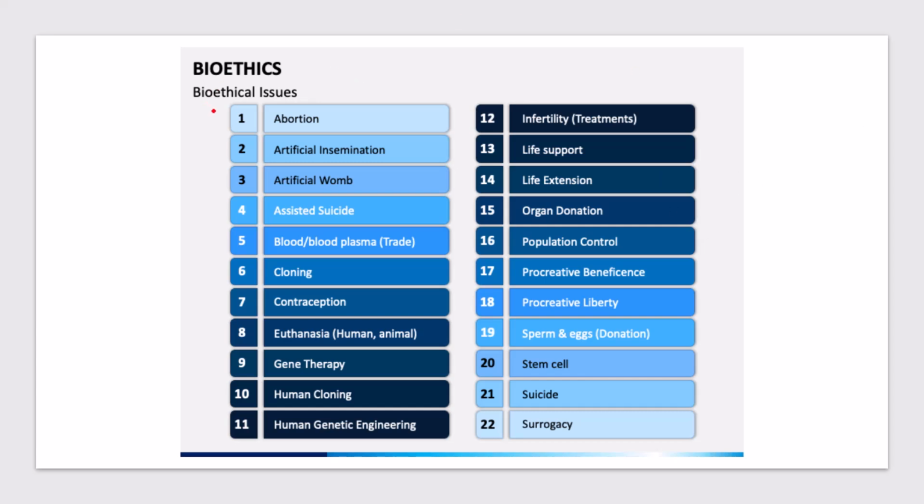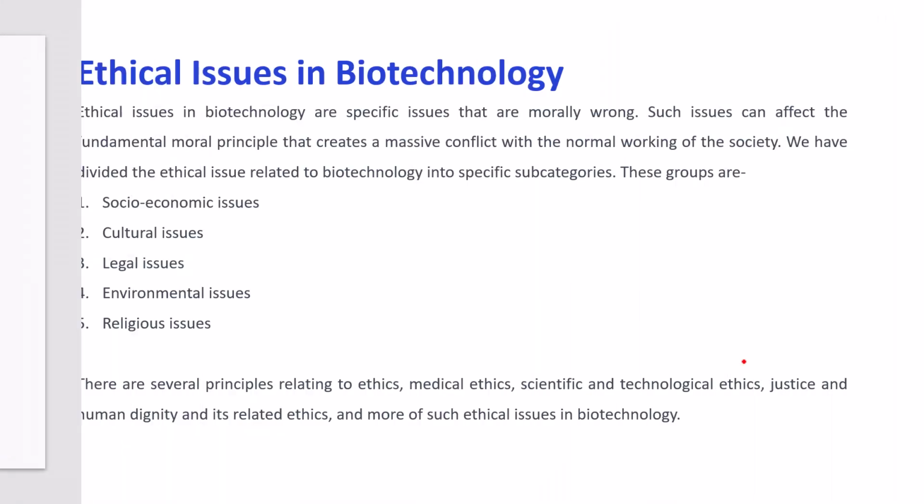These are abortions, artificial insemination, artificial womb, assisted suicide, plasma trade, cloning, contraception, euthanasia, gene therapy, human cloning, human genetic engineering, infertility, life support, life extension, organ donation, population control, procreative beneficence, procreative liberty, sperm and egg donation, stem cells, suicide, or surrogacy. So these are the issues which are related to bioethics. Now let's focus on the ethical issues in biotechnology.